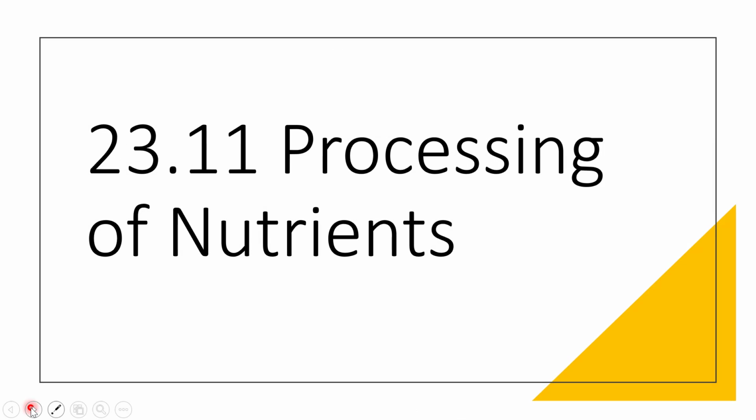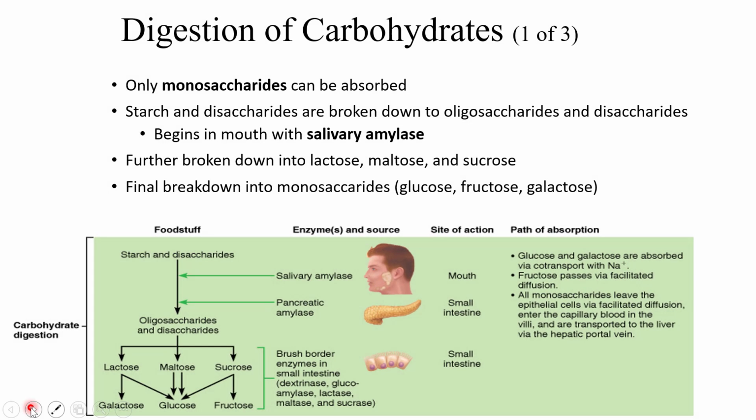So let's take a look at how nutrients are processed. Let's start with the digestion of carbohydrates. With the digestion of carbohydrates, the end product must be a monosaccharide so that it can be absorbed. Therefore, starch is too big. Even the disaccharides still need to be broken down to their basic unit, which is monosaccharides.